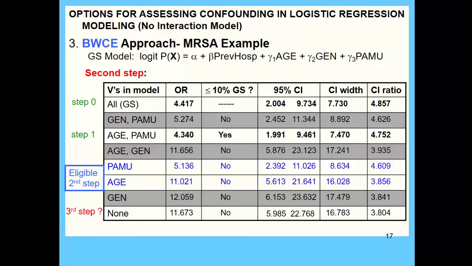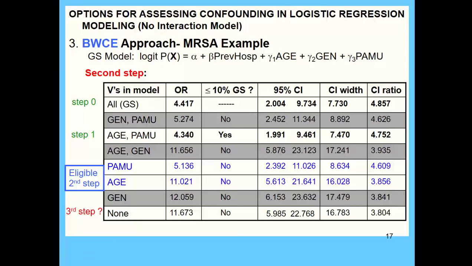In other words, I've dropped gender, but can I drop PAMU? If I drop age and I just control for PAMU, have we controlled for confounding? No, because there it says no. It's not within 10% of the gold standard. And if we drop age, can we drop PAMU? Well, it's even worse. No.